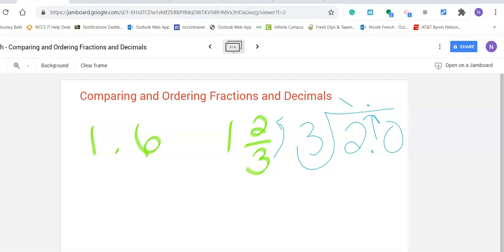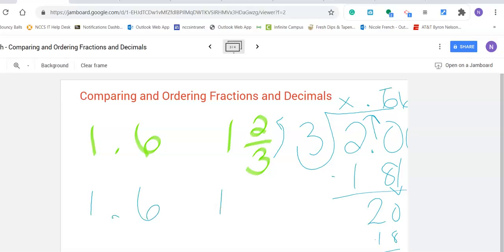3 goes in, cannot go into 2, and 3 goes into 20 6 times. Here comes my 2. I bring down another 0, and this is going to keep happening. That's what I mean with a repeating decimal. So now I have 1 6/10 and 1 66 hundredths.